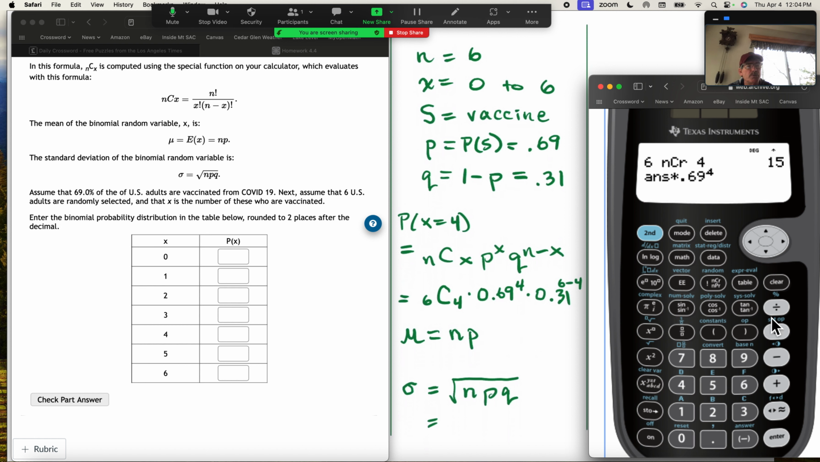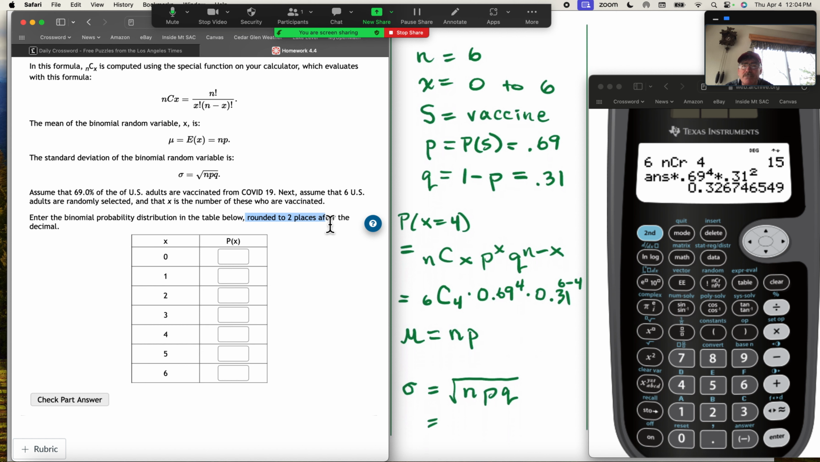Okay, leave the exponent, and then times 0.31 to the 6 minus 4, and of course that's just 2. And there's our probability. I'm going to round this to 0.327. And this one, except it says we should round to 2 places after the decimal, and we're doing that because we're going to be graphing these. So I'm going to change this to 0.33. And that was the probability that x was 4. 0.33.